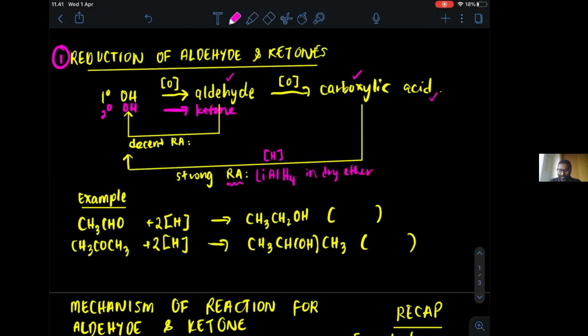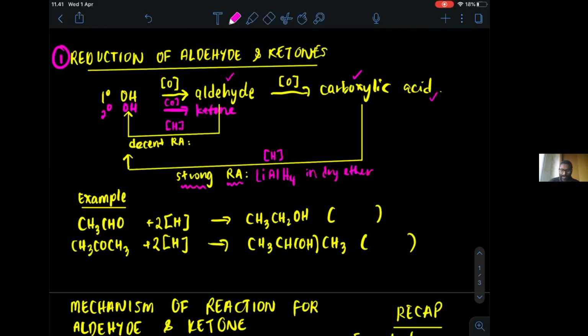Here you need to make sure that you are using LiAlH4 in dry ether. Do remember, this is a strong reducing agent. But now I'm going to introduce another reducing agent, because I want to go back: rather than having oxidation, I'm going to change aldehyde to primary alcohol and ketone to secondary alcohol. I'm going to have reduction there.